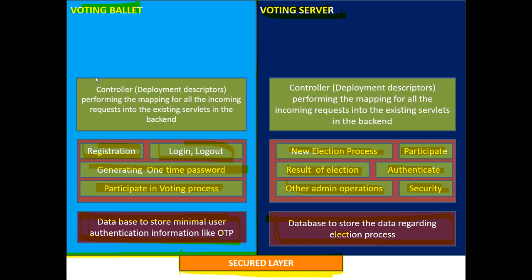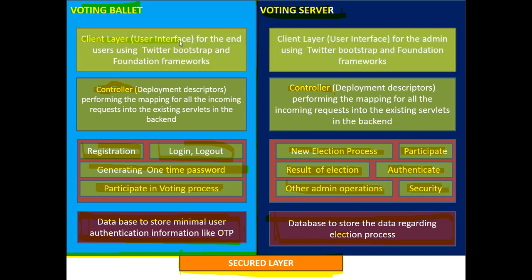Okay, on top of that we'll be having a controller component, one in the voting ballot and one more controller component in the voting server. So what this controller component will do is accept the input from the web user interface, the browser, and map it to the appropriate business logic layer. For example, in the voting ballot, the user clicks on login. The controller will receive that request, and the controller will invoke this login component.